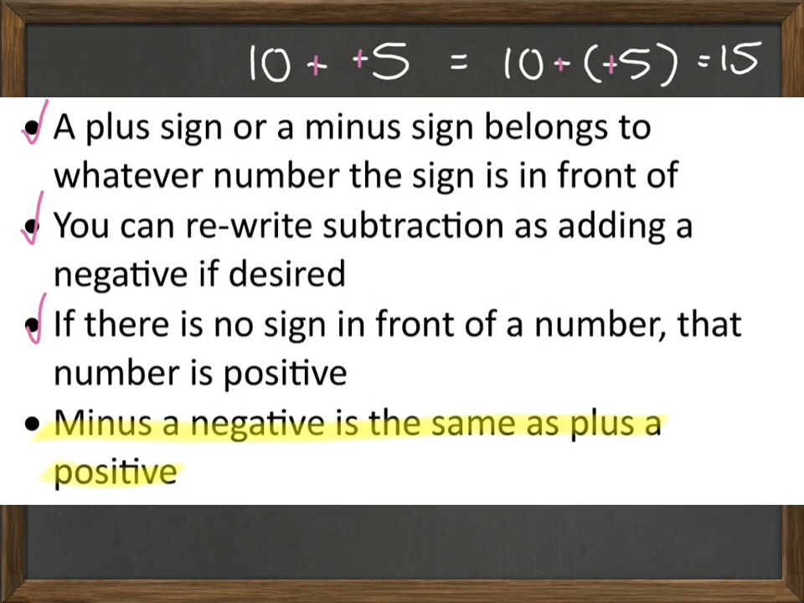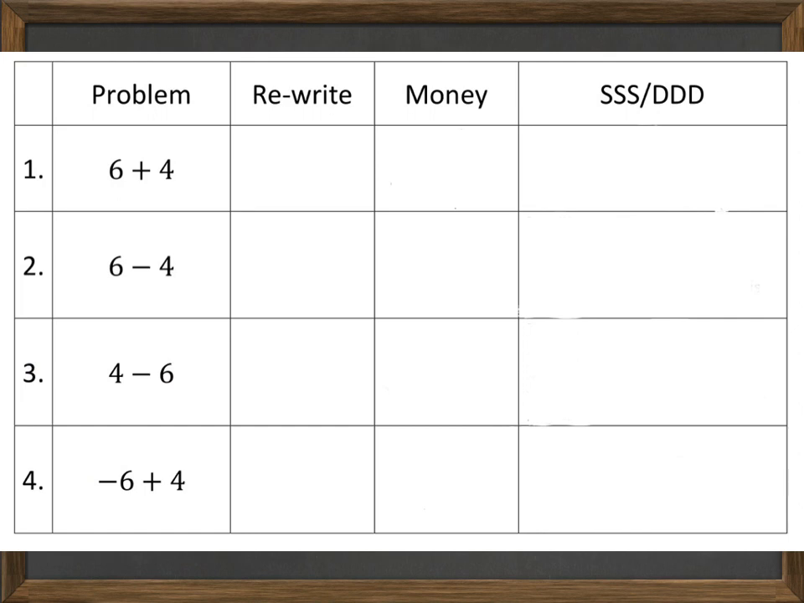Okay, so these are the four rules, guidelines, ways of understanding adding and subtracting signed numbers that we're going to be applying as we move forward. All right, let's keep going. So as you can see from this chart here, we have several ways to understand these problems. The first column says that we can rewrite it.